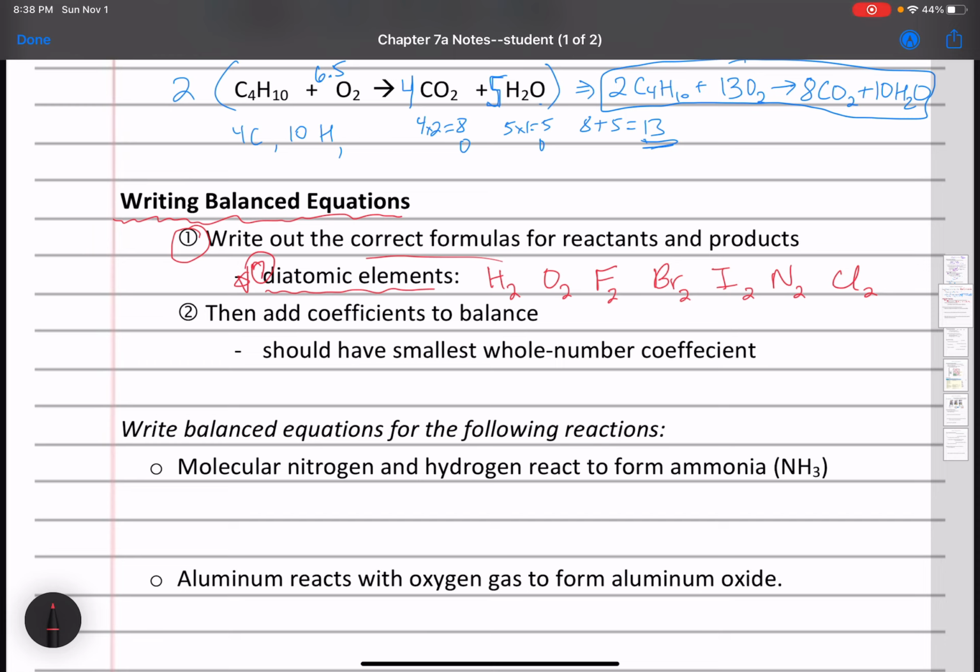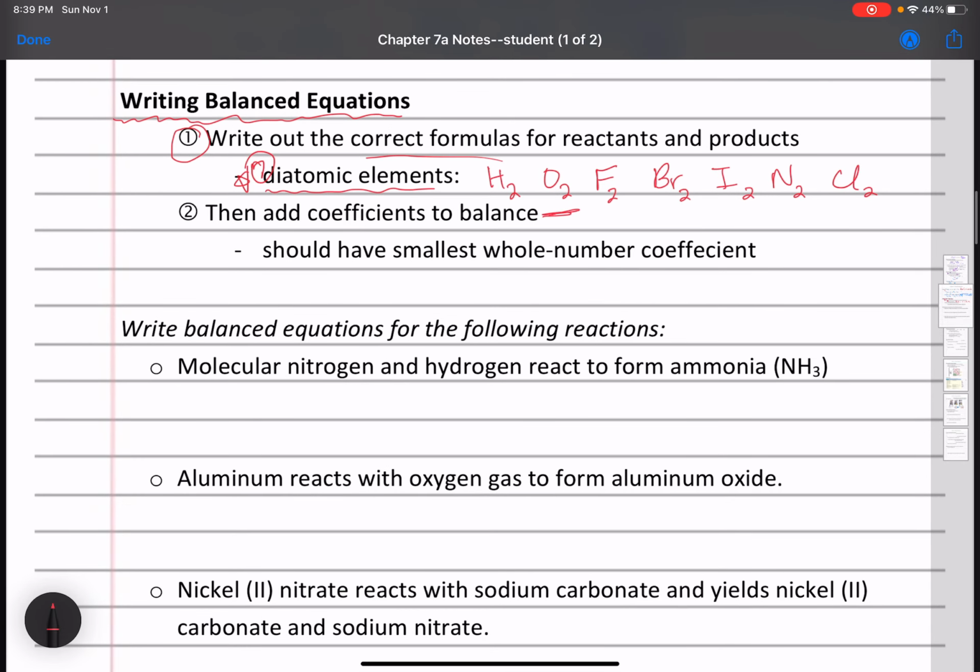So if you have a problem where it says you react methane and oxygen, you need to know that oxygen is actually O2, not O. All right, so that's something that can trip students up, those diatomic elements. So let's do some examples. All right, this first one, we have molecular nitrogen and molecular hydrogen react to form ammonia.